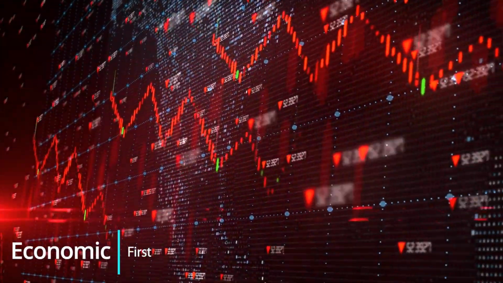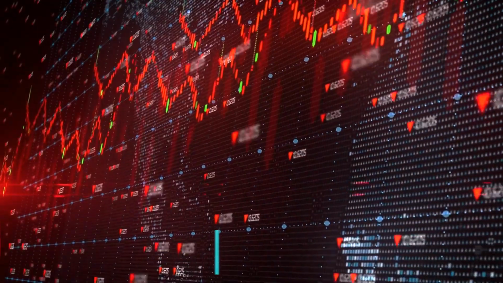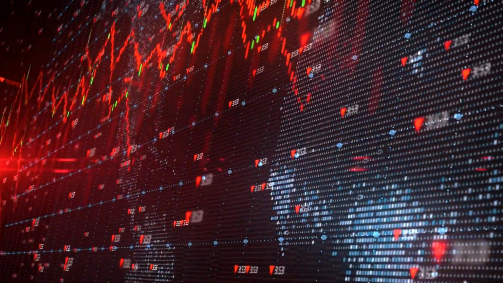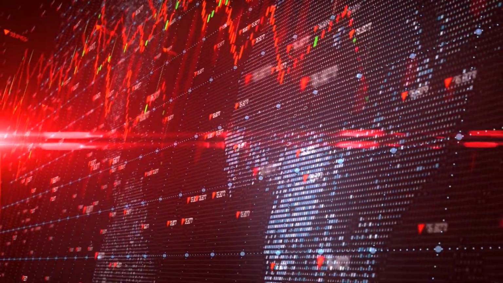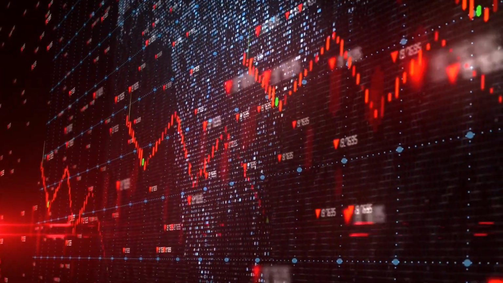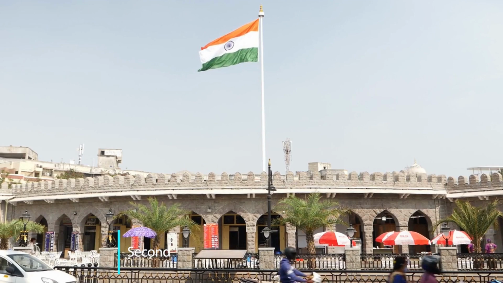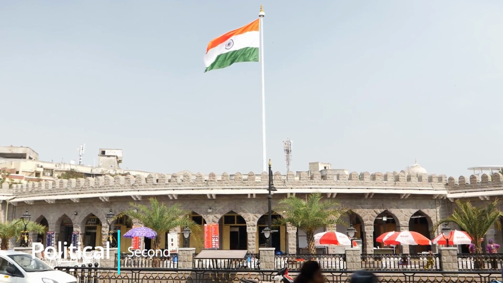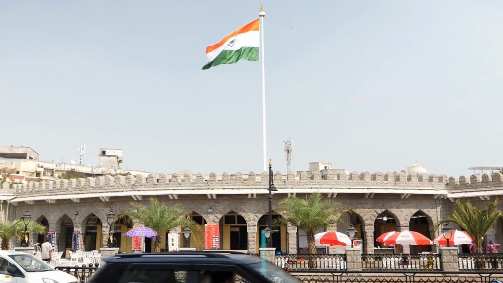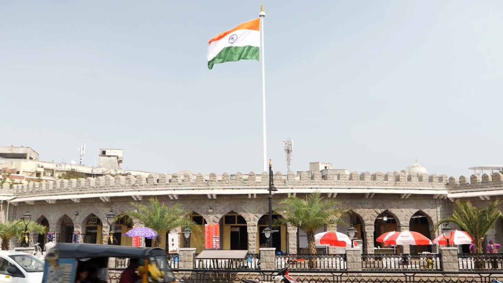India's planned economy faced several challenges, such as bureaucratic inefficiency, corruption, and a lack of private investment. These challenges resulted in low economic growth and a slow pace of development. Second, political. India's democratic system faced several challenges, such as corruption, communalism, and regionalism.